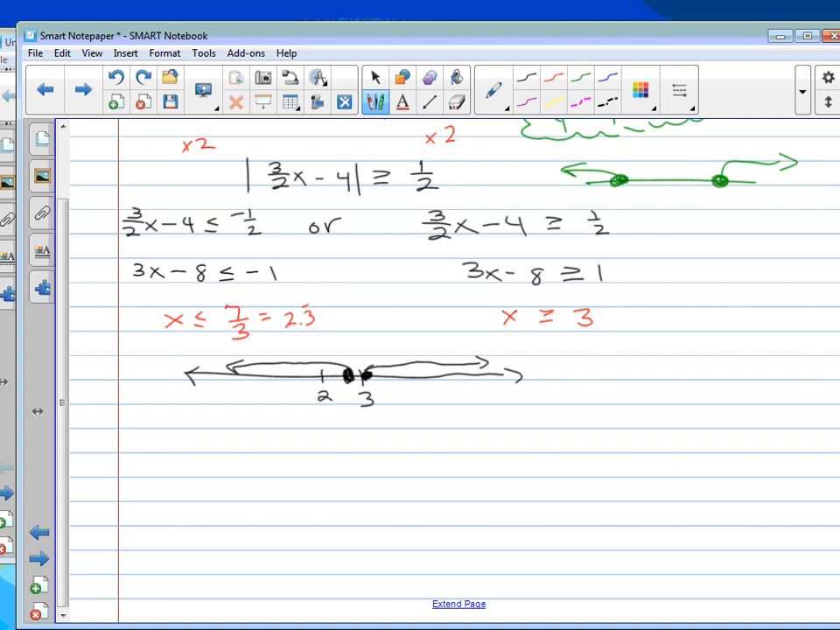So there's your number line. How do I say that in interval notation? Where am I starting for this left interval? Negative infinity. Could be a bracket, right? Infinity is always open. Can't include infinity. But over here on the 7/3, now it's closed, because I got a closed circle.